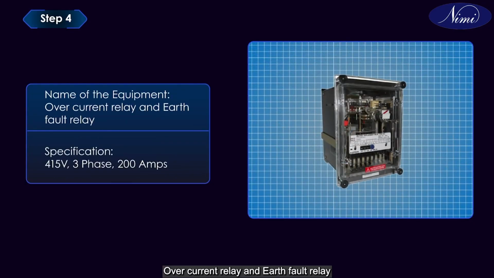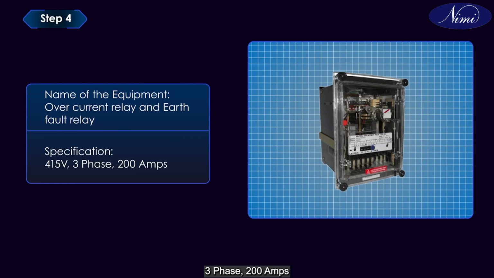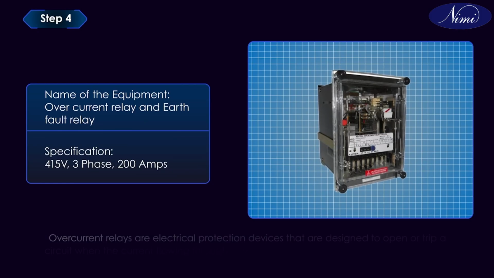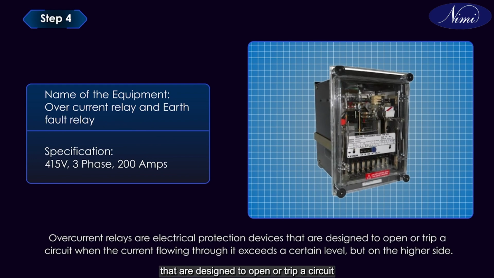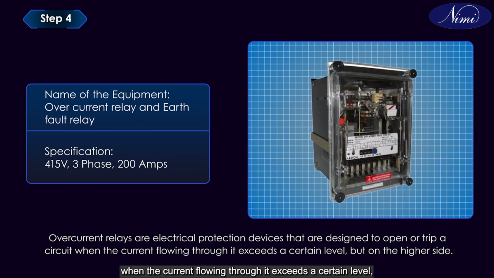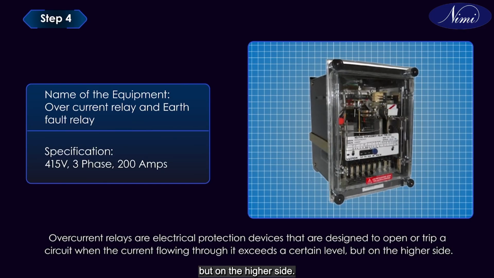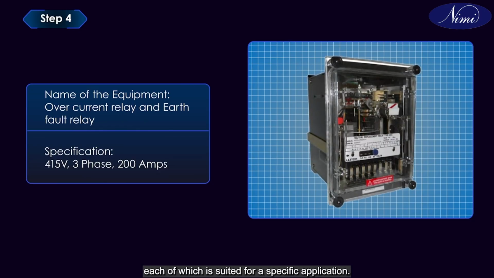Overcurrent relay and earth fault relay, 415 volt, 3-phase, 200 amperes. Overcurrent relays are electrical protection devices that are designed to open or trip a circuit when the current flowing through it exceeds a certain level, on the higher side. There are several different types of overcurrent relays, each of which is suited for a specific application.